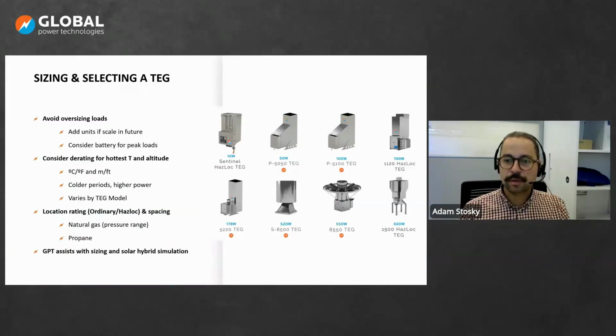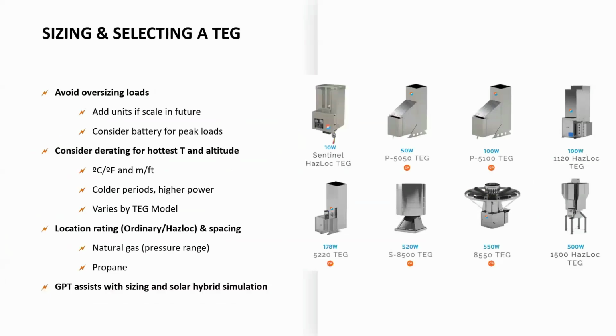So Brian kind of ran through the different sizing options that we have for our TEGs. So all the way from 10 watts to 500 watts. And when sizing your TEG, the two things that are most important for us is understanding what the peak loads are on your battery, and then also what your continuous load is going to be. We don't want to oversize the TEG for necessarily those large peak loads. You can use a battery in those situations. And we want to keep the TEG as small as possible, typically because it's more cost effective for the end user. And then you can always add units on top if you need to scale in the future.